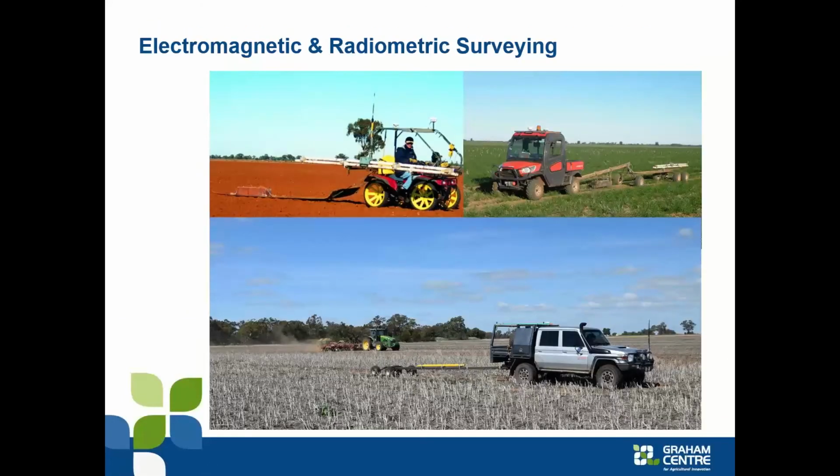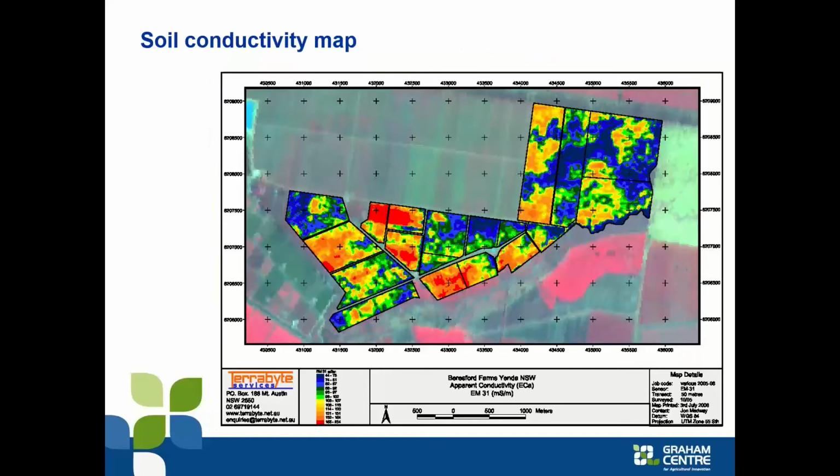And a really good way of doing that, and particularly at large scale, is using some of the automated mapping technologies that have been available for decades as well. So whether it's electromagnetic or radiometric surveying, we can hook up sensors to a vehicle, whether it's a tractor, a ute, a quad bike, drive across a paddock at fairly close intervals, and generate a map that shows how the conductivity of the soil varies.